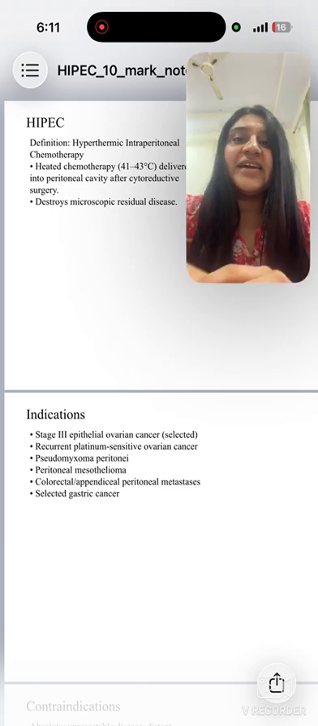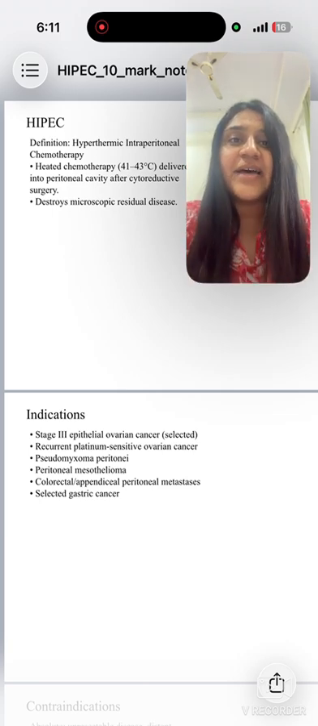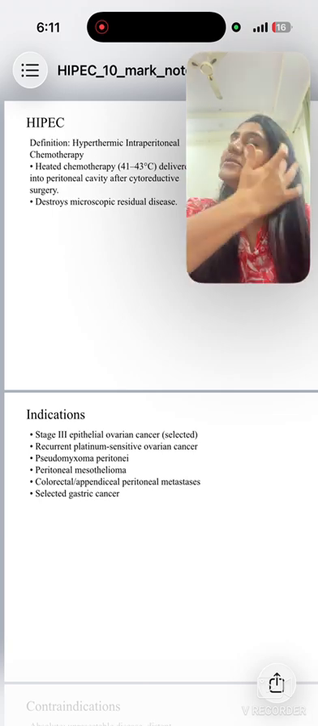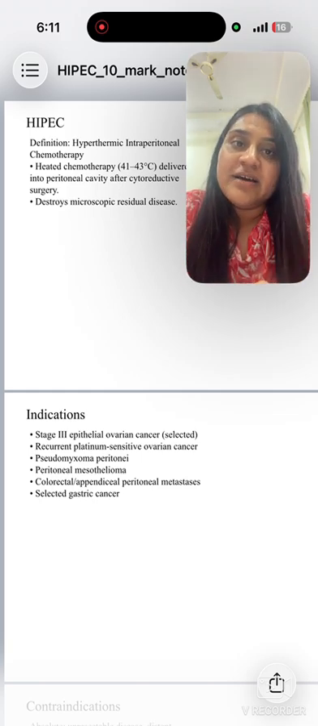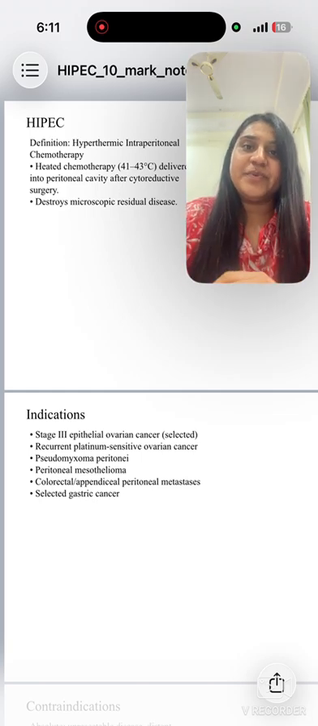Hi, this is Dr. Madhvi again, and today we are going to discuss HIPEC. So the question is: define HIPEC, write its indication and contraindication, write its methodology and the postoperative care.